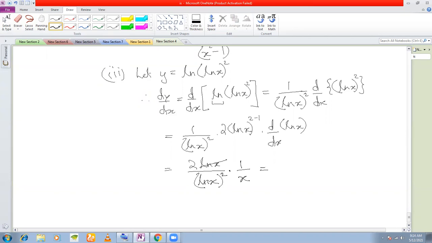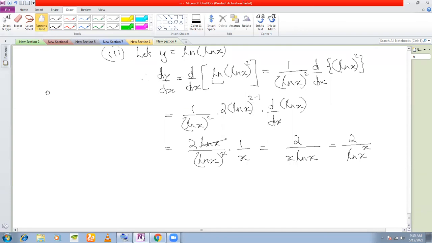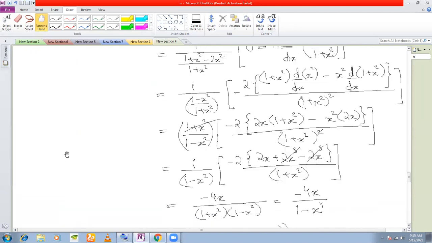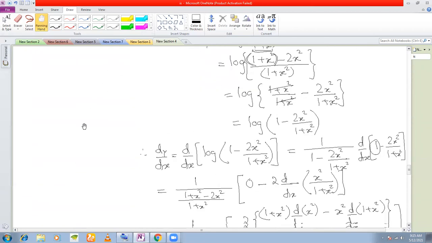So what happens here? This ln x and this power here, one power goes from the denominator. So you're simply left with 2 by x ln x. And that is your answer. Or you can also write this as 2 by ln x to the power of x, by power rule of logarithms. Okay. Now we come to the next one, number 4, in fact.